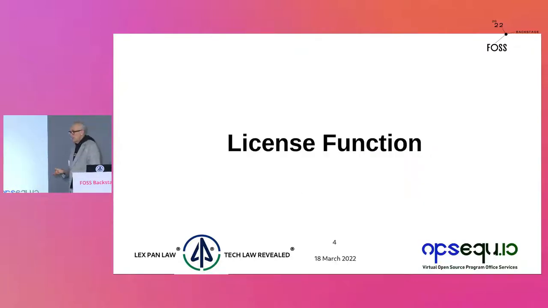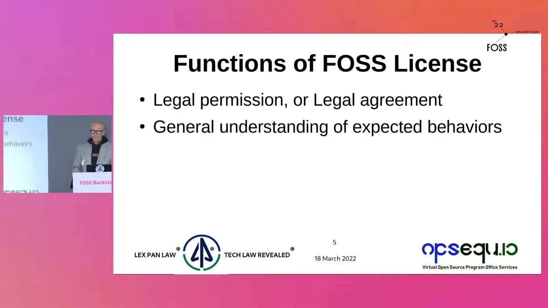Now I want to talk a little bit about the function of software licenses. I think most of you are probably familiar in general with what the licenses are about and the rights and freedoms that they're supposed to give to the recipient of the code. But there are really two ways to look at a license. The first way, the way that most of us lawyers look at these licenses, is that they are either a legal permission or a legal agreement from the author or creator of the software to the person who receives it. So that's the legal way of looking at it.